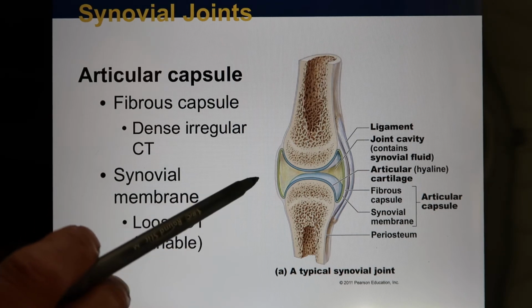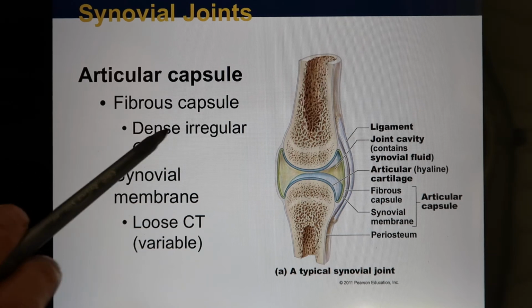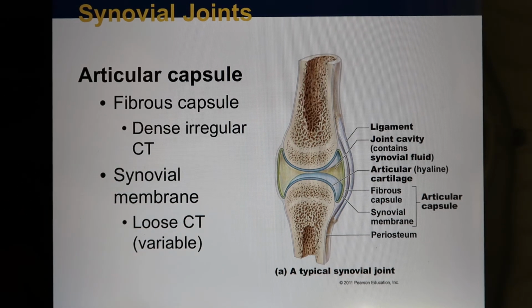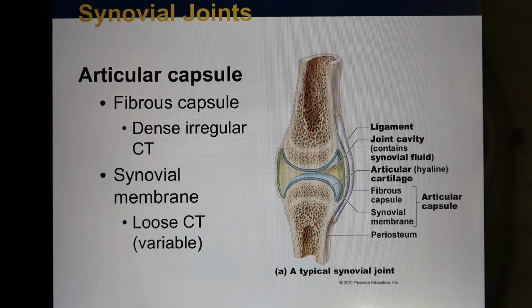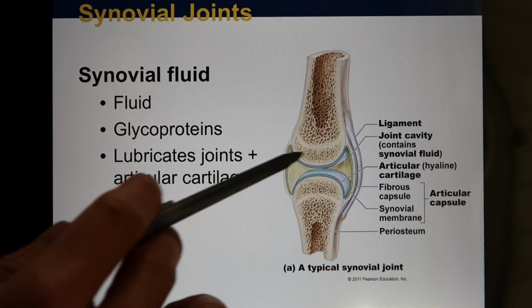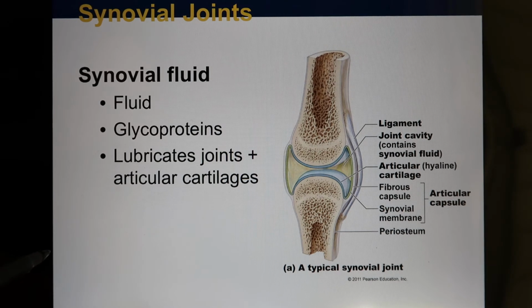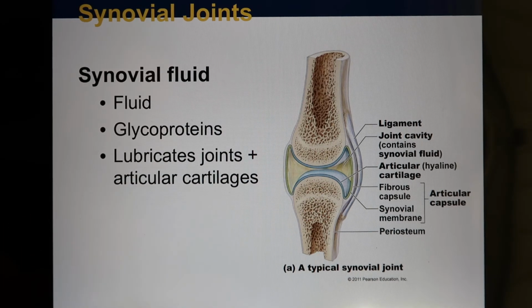Okay, let's look at the other structures. Fibrous capsule, the outside, I call it the duct tape. That's the dense irregular connective tissue that's stronger. And inside you have the synovial membrane, that's the green one. They produce synovial fluid. That's the loose connective tissue. And this synovial fluid is liquid, mainly water with some glycoprotein, so its function is to lubricate. Because of this structure, the joint can last forever if you take good care of it.